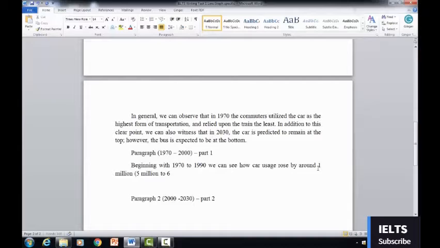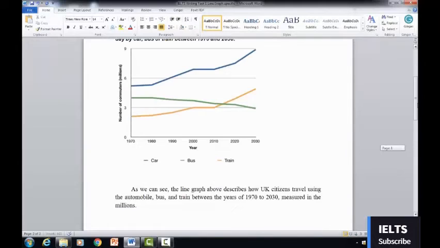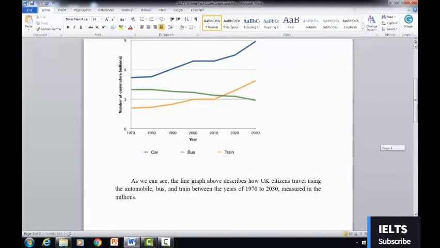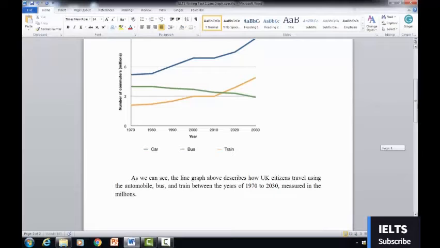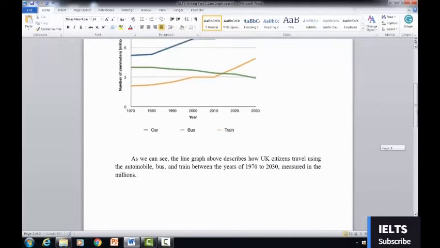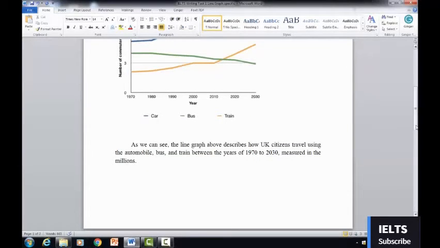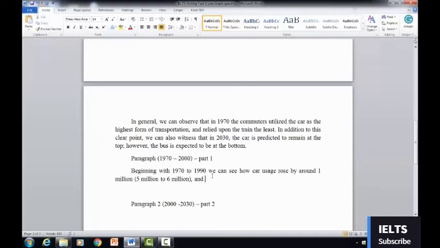$5 million to 6 million. And the bus, okay, the bus fell to slightly under 4 million.